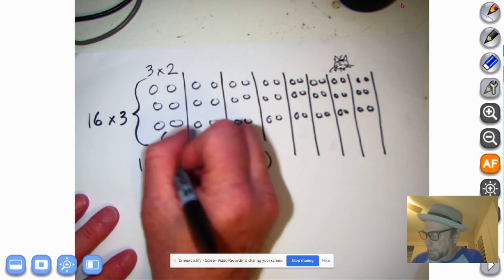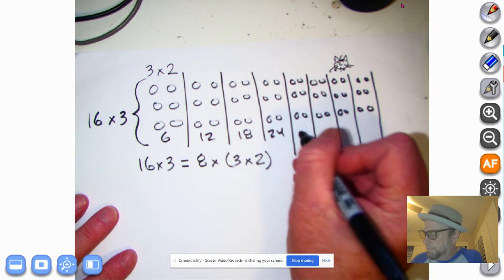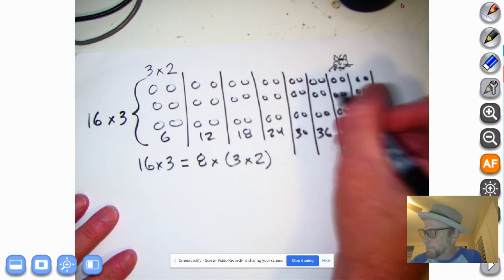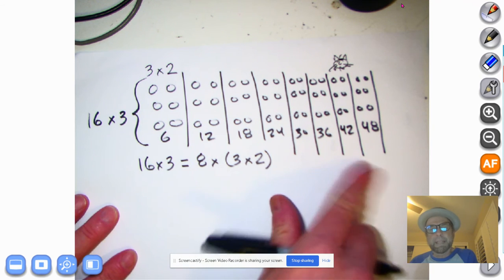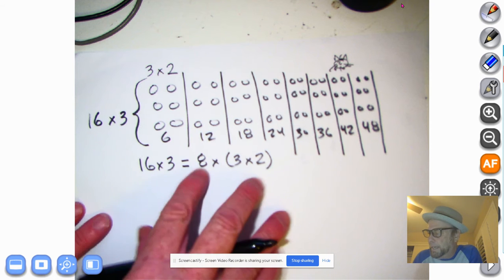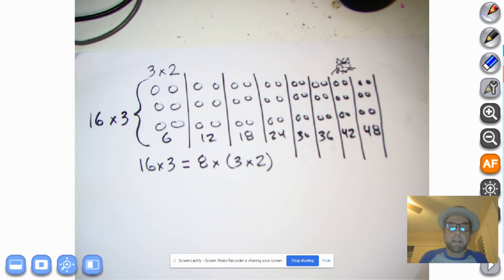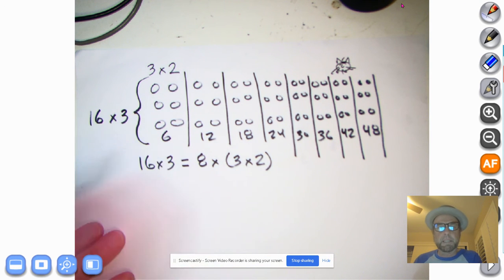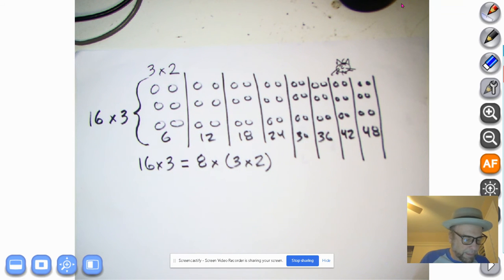So we have 6, 12, 18, 24, 30, 36, 42, and 48. So 16 times 3 is 48. It's the same as taking 8 times 2 to make that 16, and then multiplying it all together by 3 will get us the answer. Okay, so it's much easier to break down that way. 8 times 6 is a lot easier for me to figure out than 16 times 3, isn't it? I think so.